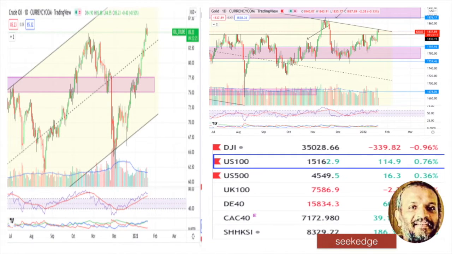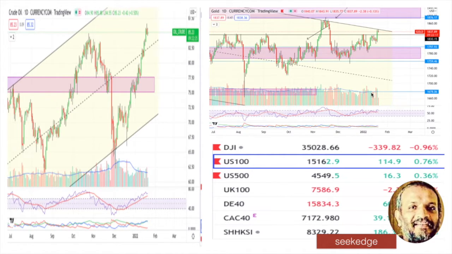Crude oil is at crazy levels, still 85 plus, and that is another reason for the markets to fall, because it's not good for the economy to have the crude price at 85, 86, 87 levels. Today also it's green for crude, which means crude is not stopping, it is rising.